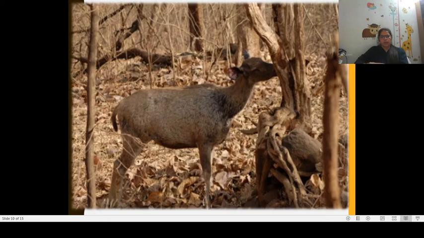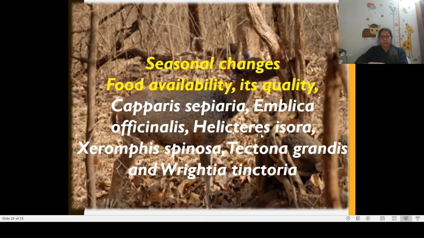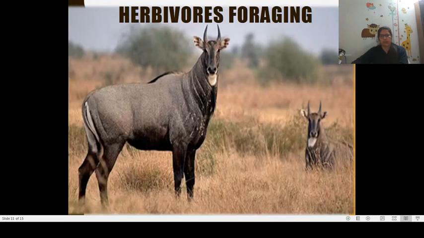Sambar is a mixed feeder but primarily a browser. It feeds upon some species like Capparis sepiaria, Emblica officinalis, Helicteres isora, Xeromphis spinosa, Tectona grandis, and Ricinus tinctoria. Although sambar feed much more on bark of trees rather than on shoots and leaves during winter and summer season, during monsoon season they feed upon grasses on the basis of their availability.